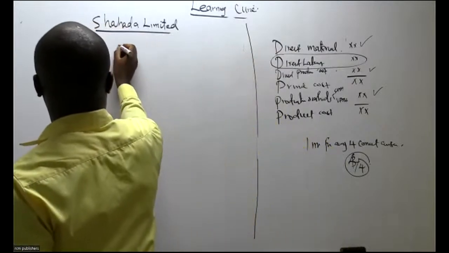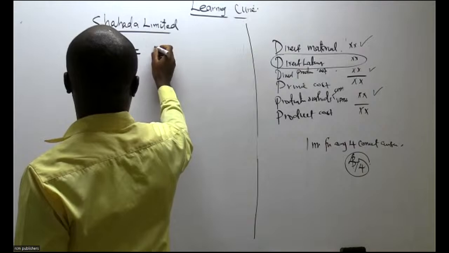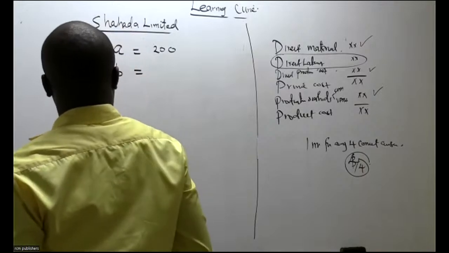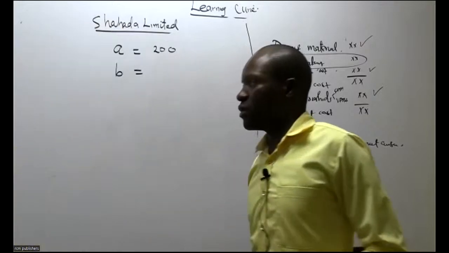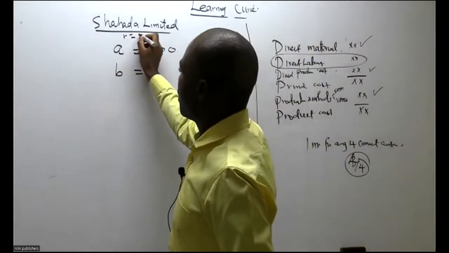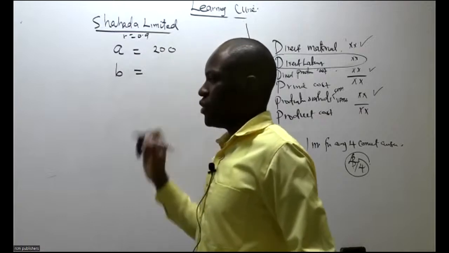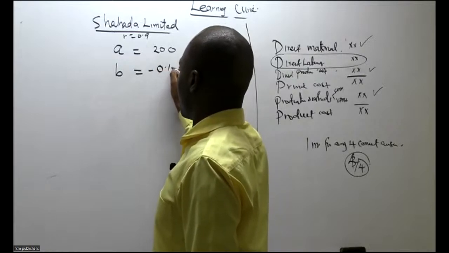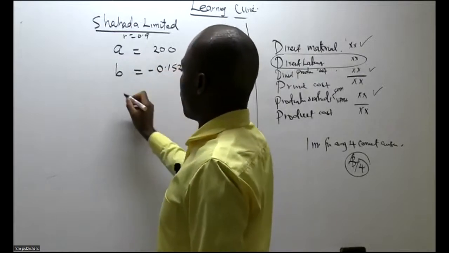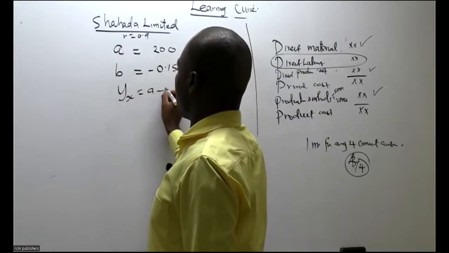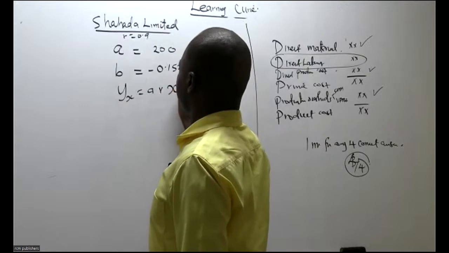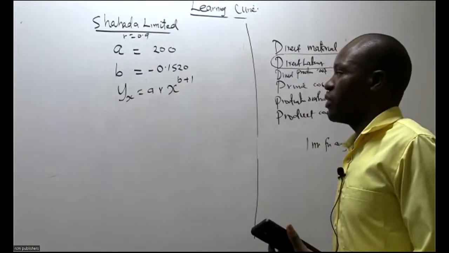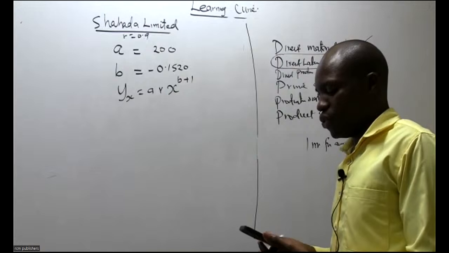Now, we've already known that A is equal to 200. B, we've been able to get, which is equal to log R divided by log 2. We have R as 0.9. Log R divided by log 2 is giving us negative 0.1520. And we know that y of x is equal to A multiplied by x raised to power B plus 1. So that one we know very well. Let's now go to the question and identify what the examiner wants us to do.